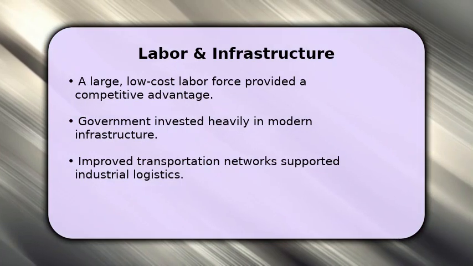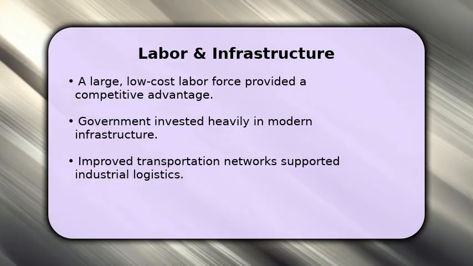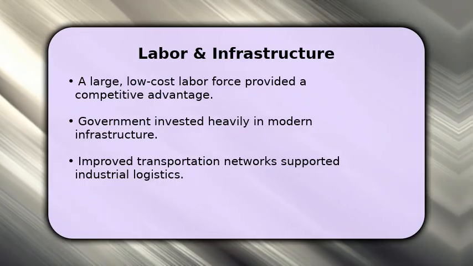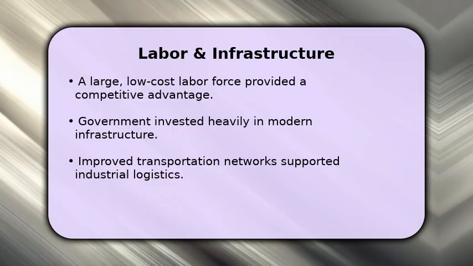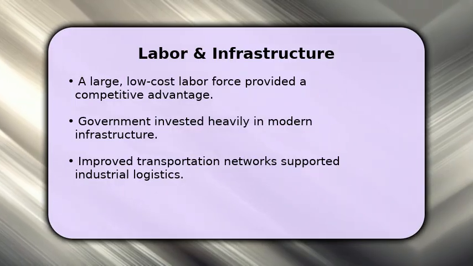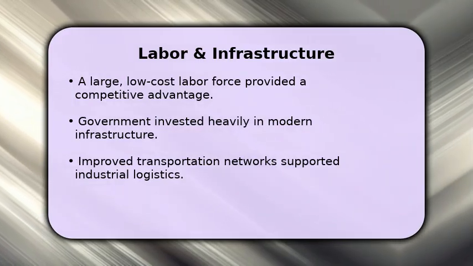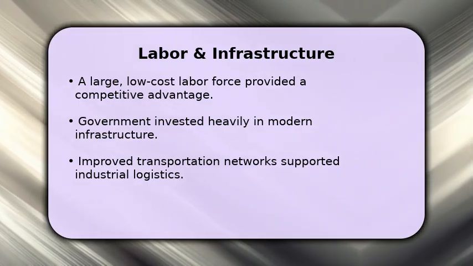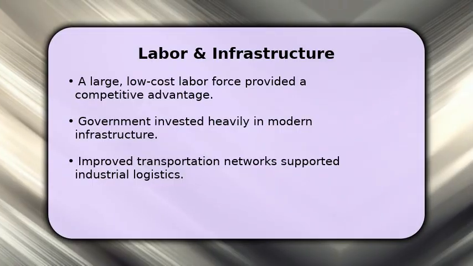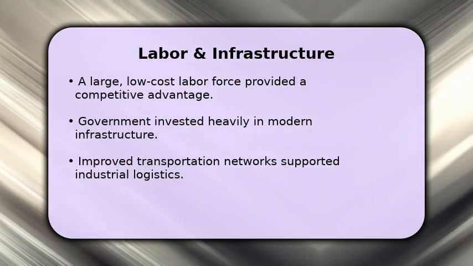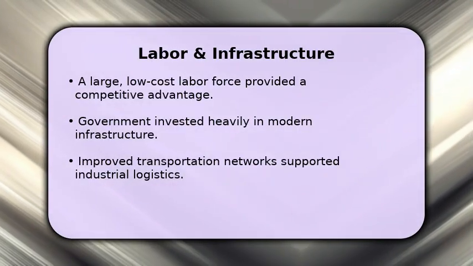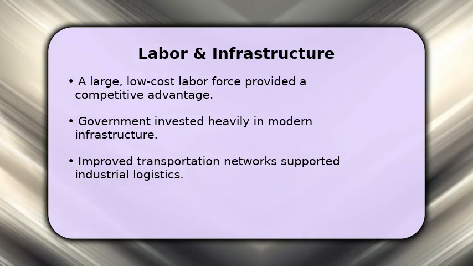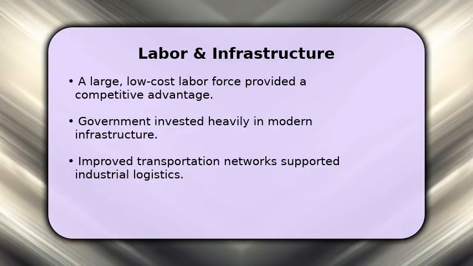China's vast and relatively low-cost labor force was a critical asset, providing a competitive edge in manufacturing. This abundant workforce enabled factories to operate efficiently and produce goods at lower costs. Simultaneously, the government made substantial investments in infrastructure, including roads, ports, and power grids. These improvements were vital for supporting industrial expansion, facilitating the movement of raw materials and finished products, and connecting production centers to global markets.